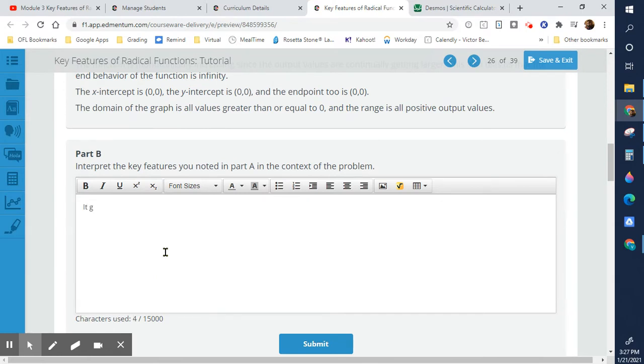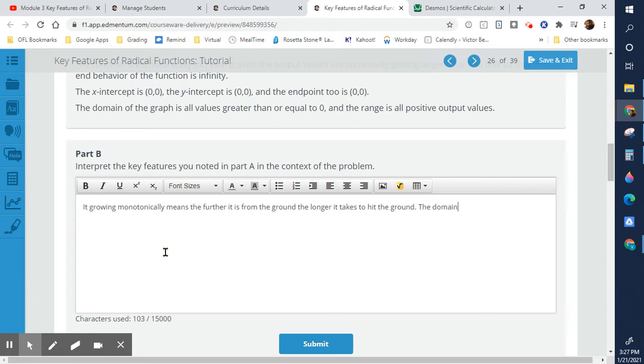It's growing monotonically, which means the further it is from the ground, the longer it takes to hit the ground. Pretty obvious there.